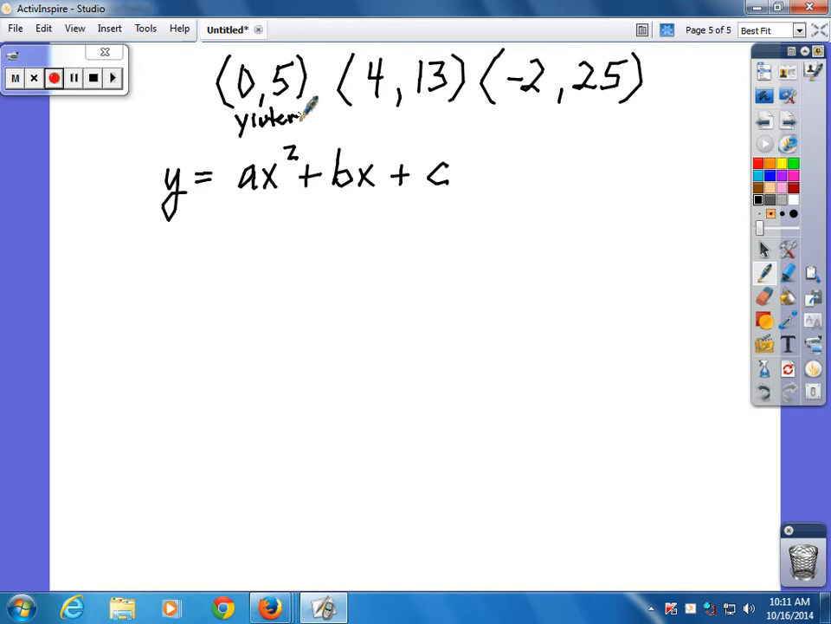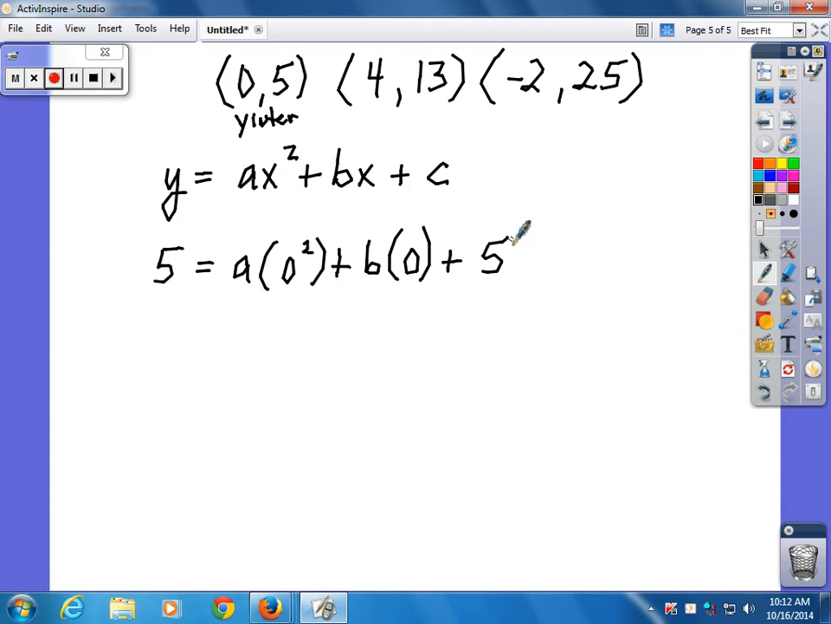Then plug in 5 for Y and 0 for X, and you should be able to solve for A. So there's 5, plug it in right here: 5 is equal to A times 0 squared plus B times 0 plus 5. Now, fortunately, what happens to the B term? It's eliminated, and that's what you want, because you would have two unknowns in one equation and you couldn't solve it.